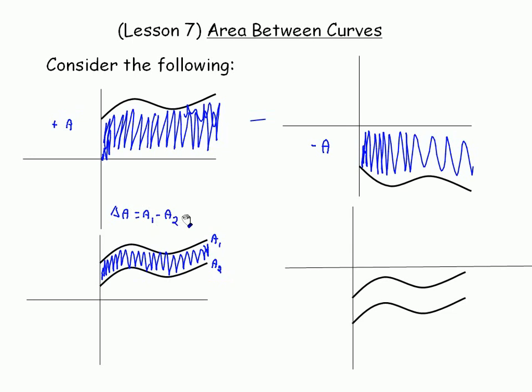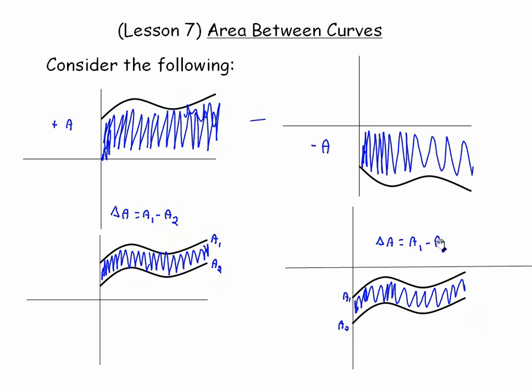Now the shape for the fourth graph that I've got here, the bottom right, is identical. So you have this. The only thing is that you're below the x-axis. But it still works the same way. If this is A1 and this is A2, if you want to get the difference between the two curves, delta A would be equal to A1 minus A2.